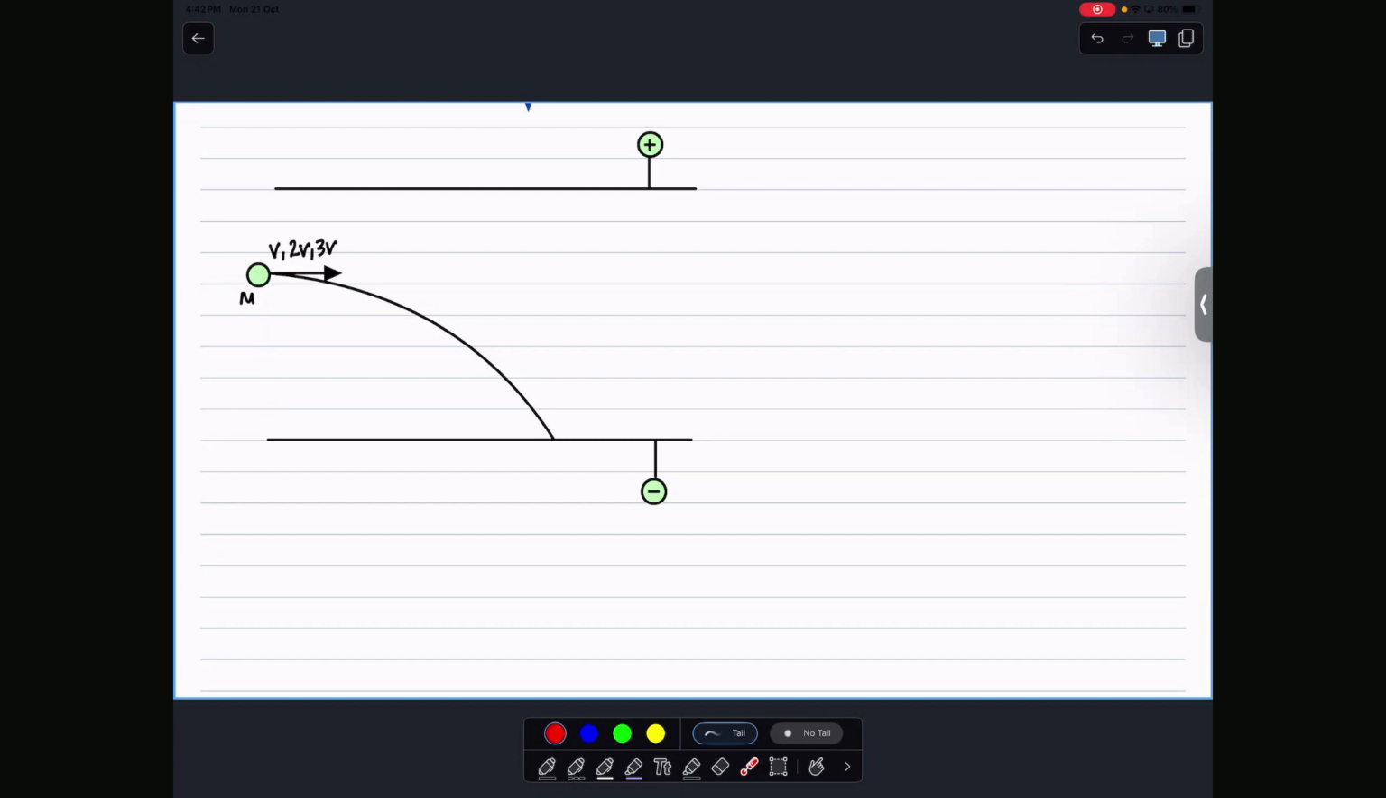Okay, tell me something. Let me clarify this. The time taken for this particle to fall here and the time taken for that particle to fall there, same or different? Same. Why? Because what's bringing them down? In this case, the electric field, right? So the electric field is the same for all of them. So they all take the same time to hit the bottom, right?